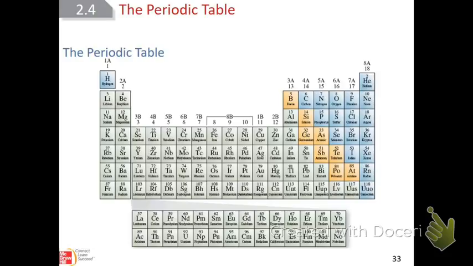Those are the three categories into which the periodic table is divided. Metals, the grays, non-metals, the blues, and then metalloids. I'm also going to expect you to know some other things about the periodic table.